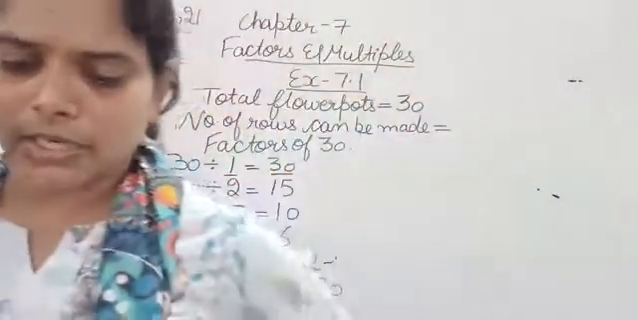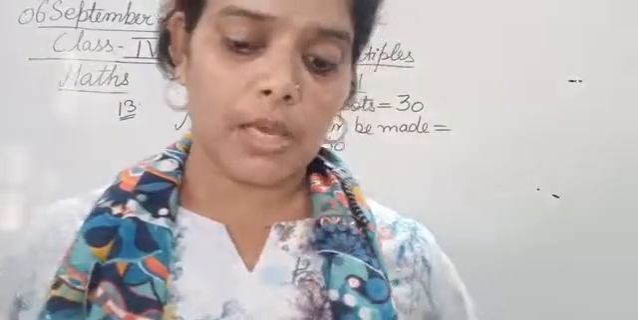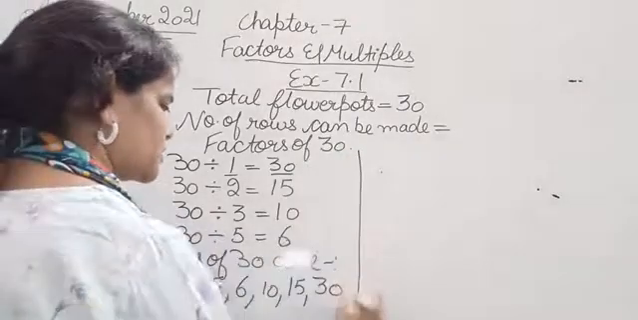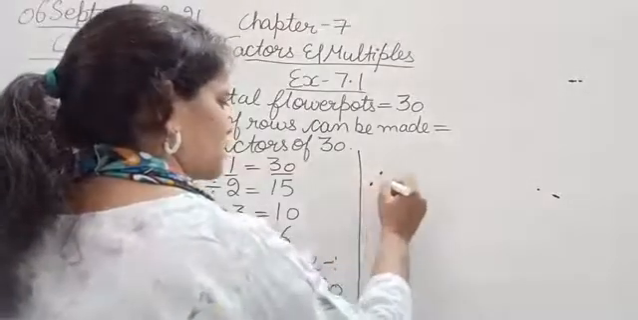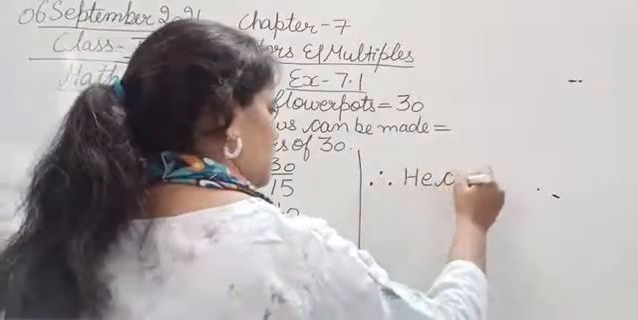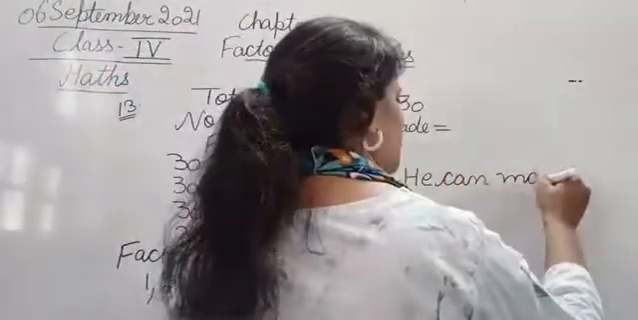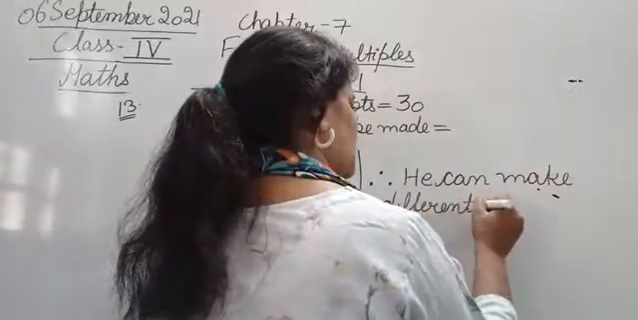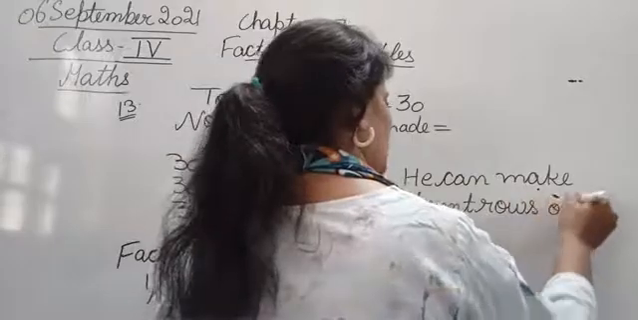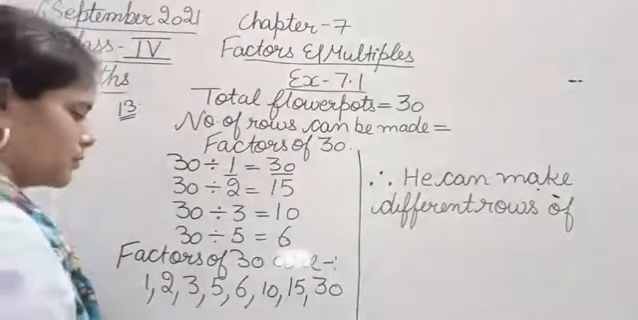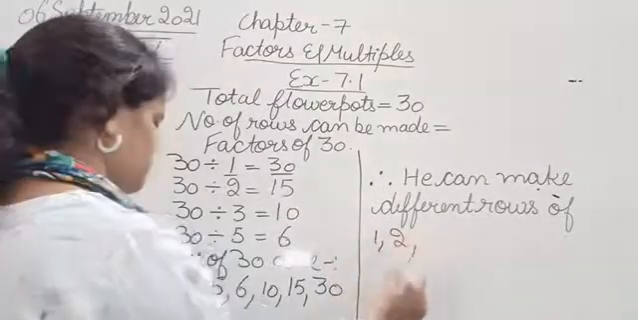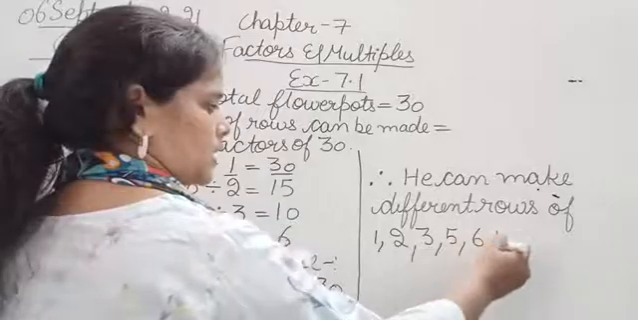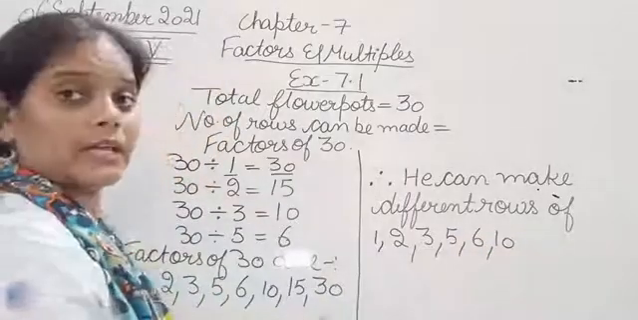Now moving to the question. Question में क्या लिखा था? Find the different number of rows he can make. Therefore he can make the, okay, now solution. Therefore, this is the solution sentence. Therefore he can make different rows of 1, 2, 3, 5, 6, 10, 15 and 30.